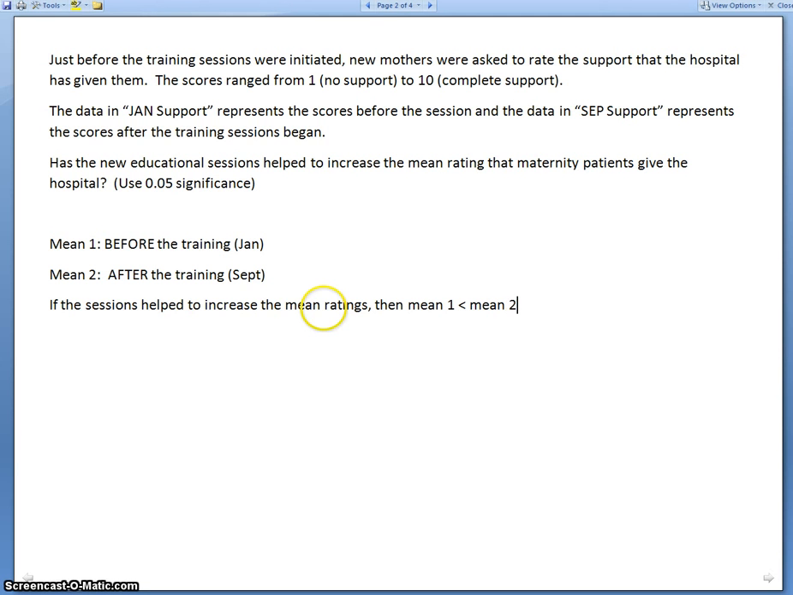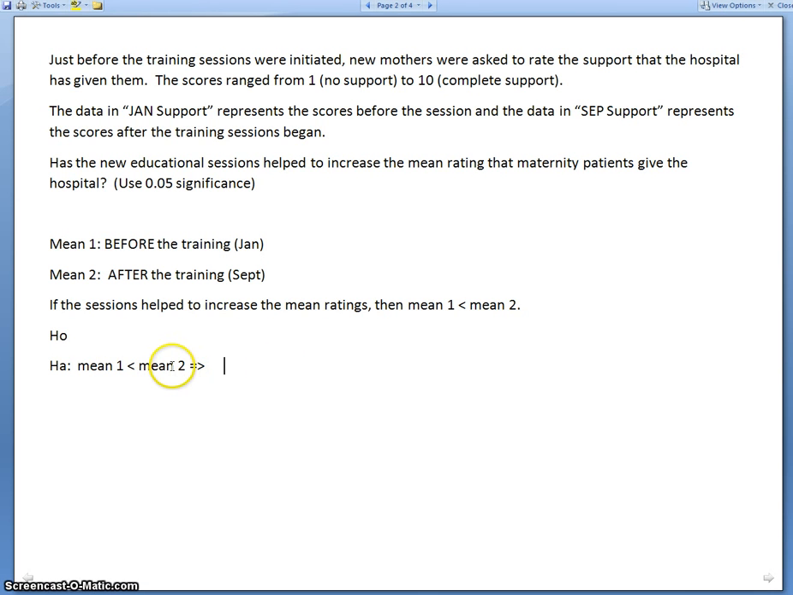And that should make sense. If they did, and this is the claim, if the sessions help to increase the mean ratings, we would find that the mean before the training is going to be less than the mean after the training, the mean of the ratings, right? This is the scores that the hospital received. So in this particular case, if we are going to write our null hypothesis and our alternative, we know, since we're dealing with an inequality sign, mean 1 less than mean 2 is going to be the alternative. However, the problem is we know that we need to incorporate this in terms of an inequality involving 0.